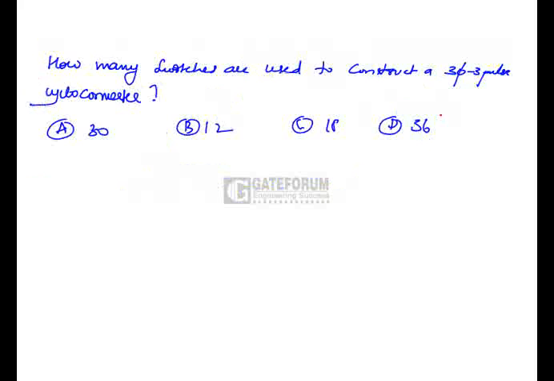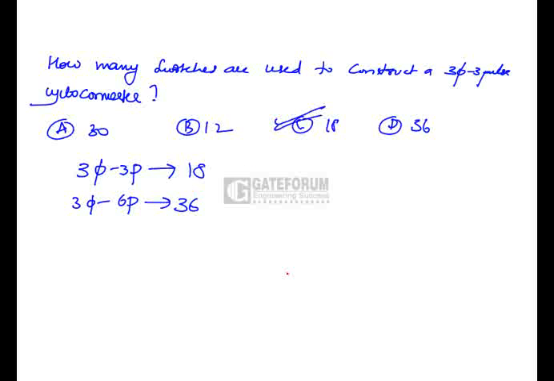These are used to construct a 3-phase 3-pulse cycloconverter. For a 3-phase 3-pulse cycloconverter we will use 18 switches, whereas for a 3-phase 6-pulse converter we will use 36 thyristors. So option C is the correct answer.